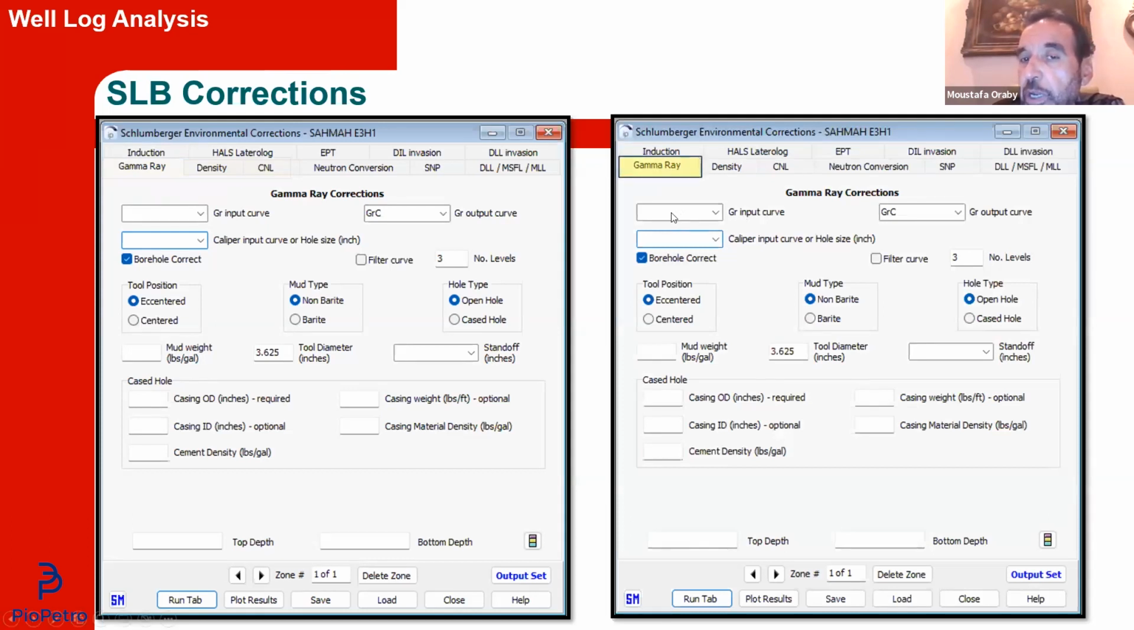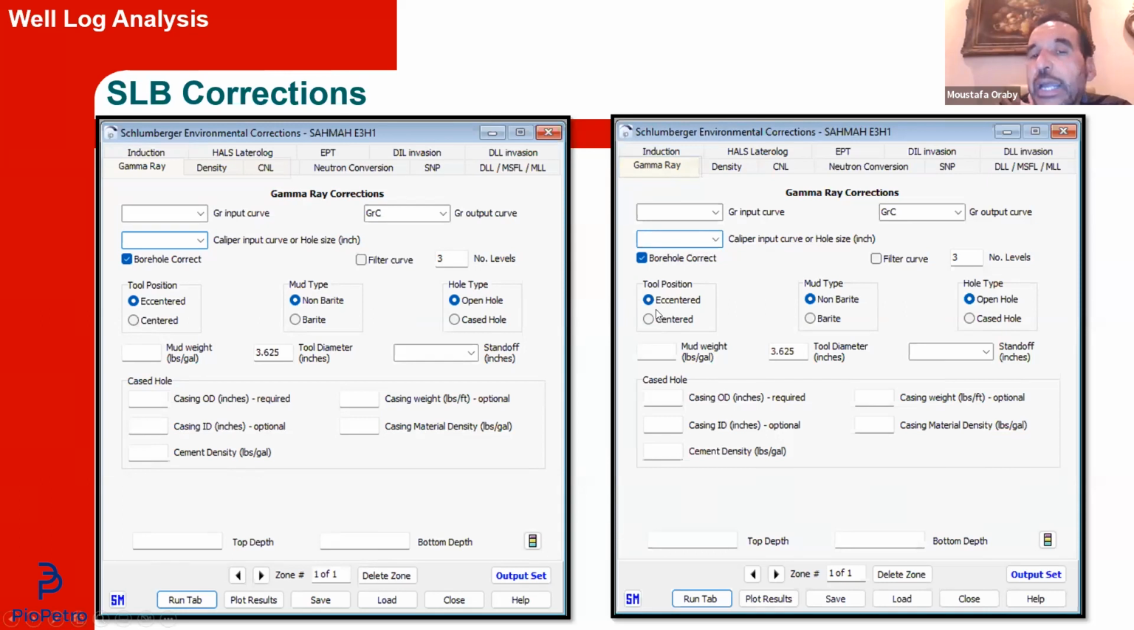I have to choose, from the data I have, my gamma ray input curve. What is the name of the gamma ray input curve? It will give me a gamma ray C, gamma ray corrected. So after the correction, it will give me a new curve called gamma ray corrected. Corrected for what? For the environmental corrections that you have. What are these environmental corrections? It will ask you, what is the caliper curve name? Because the caliper will give you the diameter of the well bore. So you choose the caliper curve.